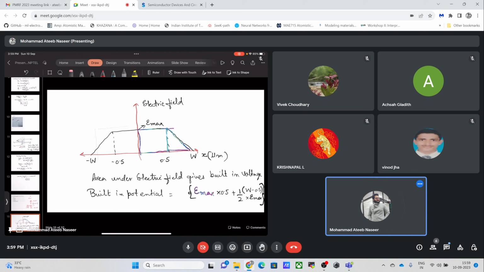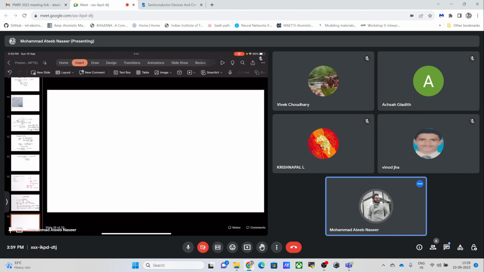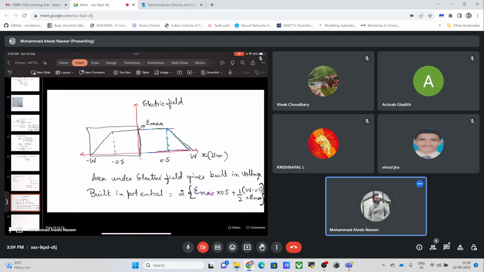Since it is symmetric along minus x, the area on the left hand side would be simply equal to the area of the right hand side. So the total area would be simply 2 times the area of the left hand side that we found out. It means that we need to find this maximum electric field. So let me simplify this a bit. This is 2 times 0.5, which is 1 times E max, and this is also 0.5 times E max.